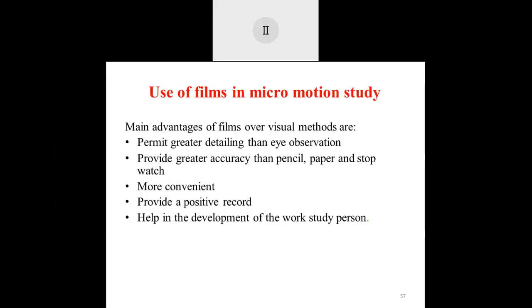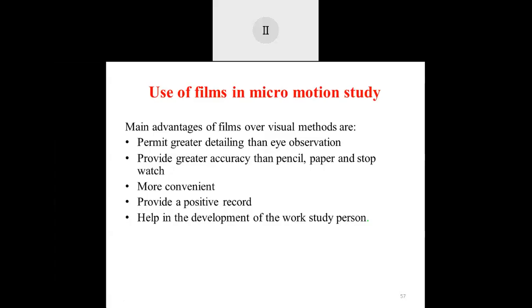It also gives better accuracy than pencil, paper, and stopwatch. Sometimes you are seeing it and writing using a pen, paper, pencil, and some stopwatch. Instead of that, if you record it on film, then you get more accuracy. Also, it is more convenient, because later at any point of time, after 1 month or 6 months, you can see it and analyze it in detail, which is not possible if we observe it only through our eyes.